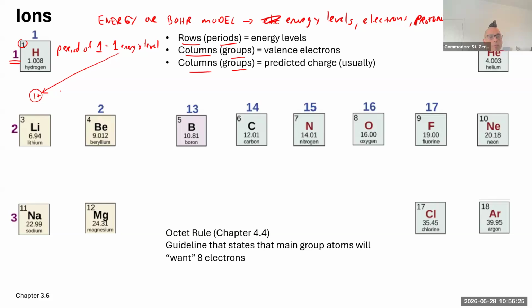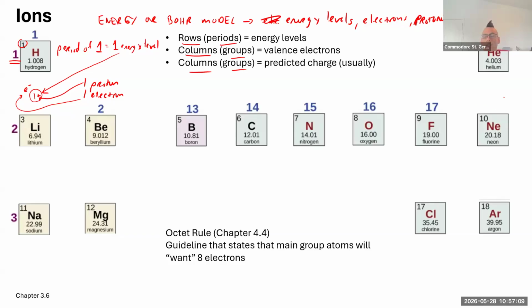So if we have 1 proton, we're going to have 1 electron. The electron's not going to be in the nucleus. It's going to be outside the nucleus. So I'm going to say electron. I'll draw arrows for this just so we can annotate it and know what we're talking about. Let me erase that little squiggle. 1 proton, 1 electron, hydrogen. And because it's a period of 1, it's 1 energy level.